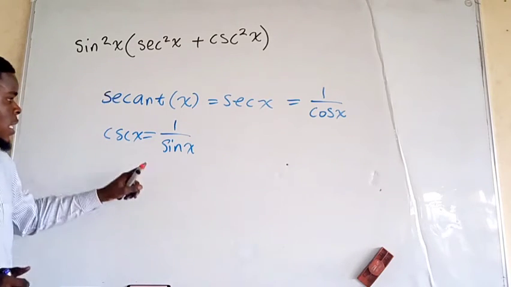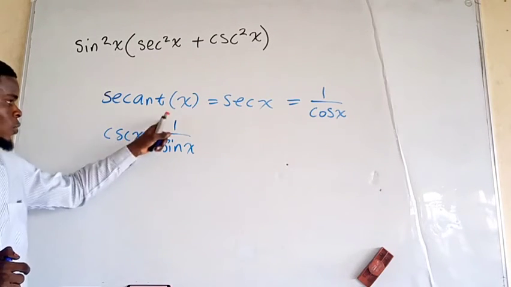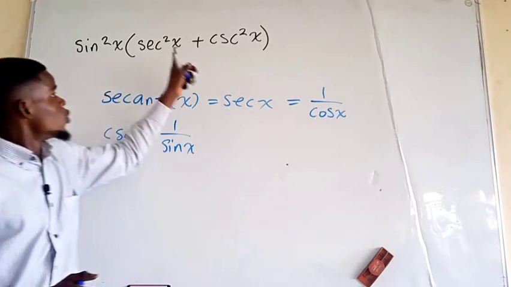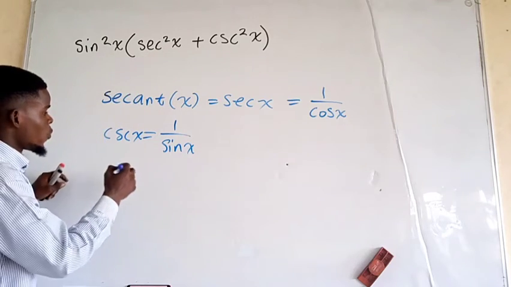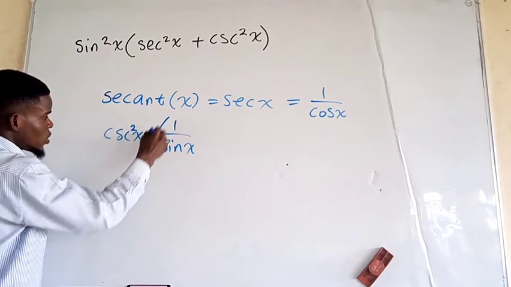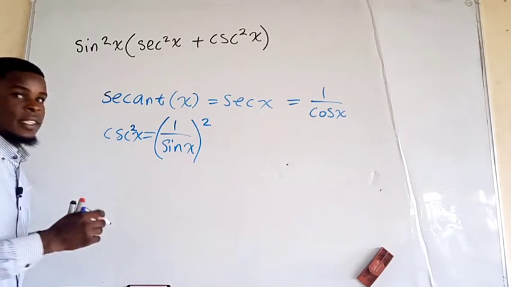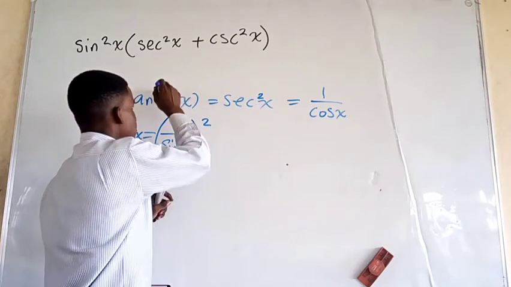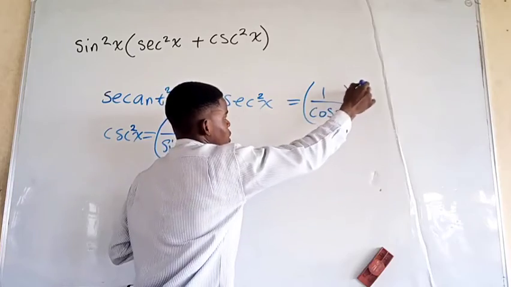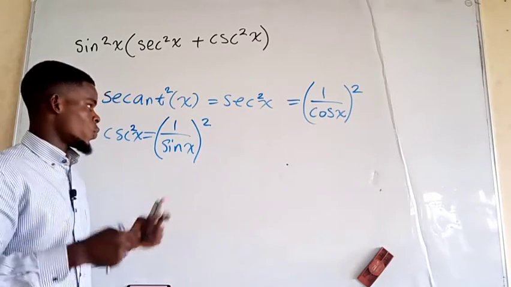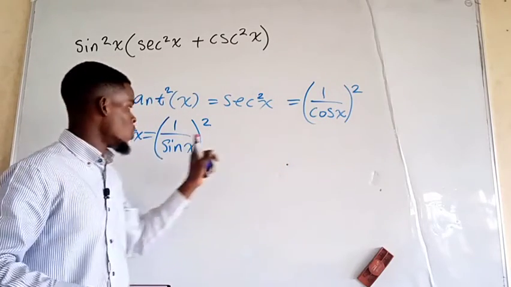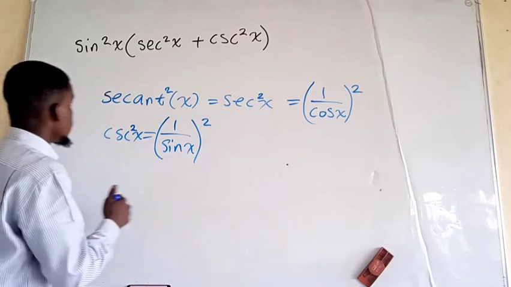So we'll be using these nice identities: cosecant of x is 1 over sine x and secant of x is 1 over cosine x. Now you've gotten the square of this, right? So if we square both sides, cosecant square x is going to be the square of 1 over sine x. And secant square x is going to be 1 over cosine x, then you square that. So in place of this and this, I'm going to substitute these two for you guys.